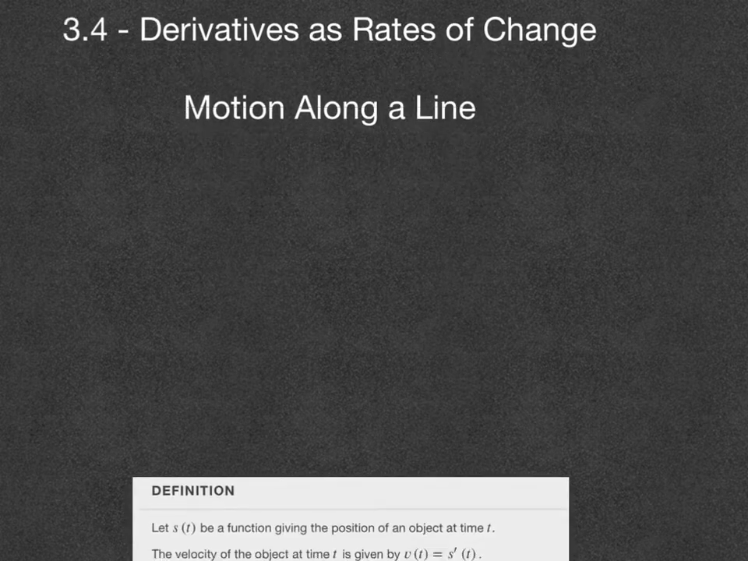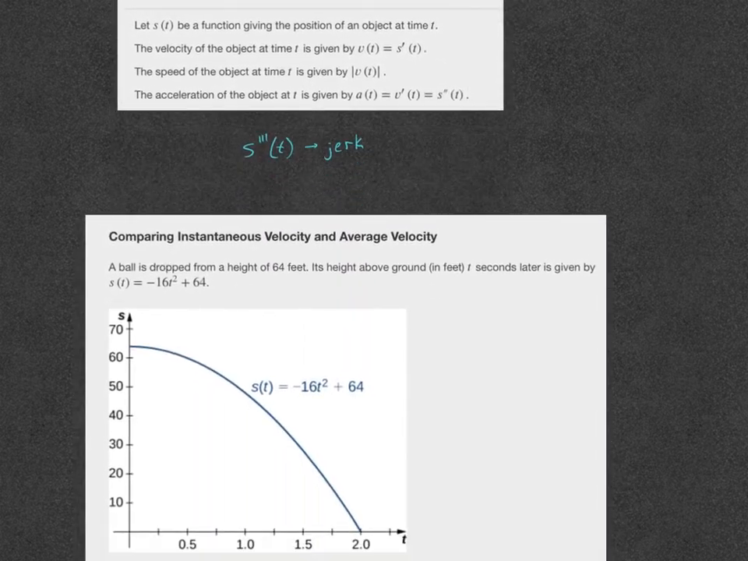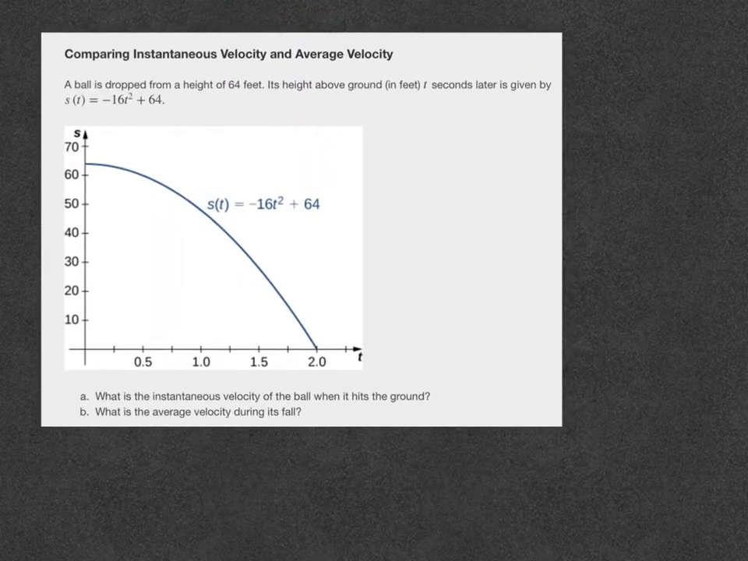All right, so now let's zoom out a little bit and pan down to get to our first example. There it is. In this example, we're comparing instantaneous velocity and average velocity. We're given the equation for a ball that is dropped from a height of 64 feet, negative 16t squared plus 64. The 16, that's the acceleration due to gravity for the ball. Question A says, what is the instantaneous velocity of the ball when it hits the ground? And then part B, what is the average velocity during its fall? So here we're contrasting those two terms, instantaneous and average.